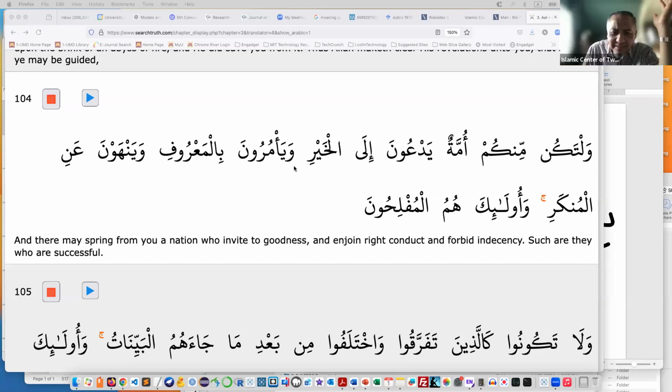And what does that mean? That means that really we Muslims, we should be examples of the best in everything. Okay? We are the ones that, and here yad'u is to invite.